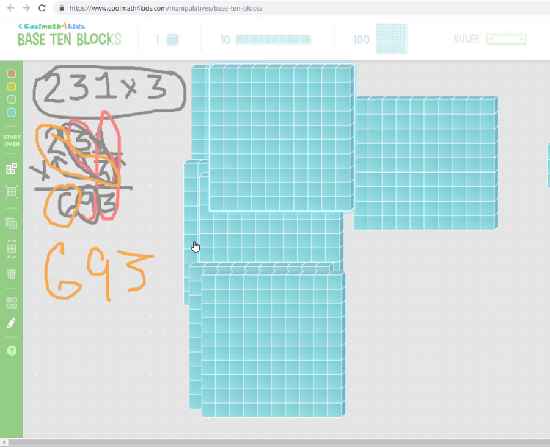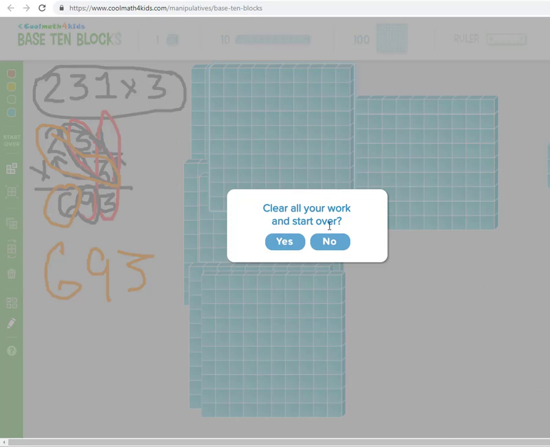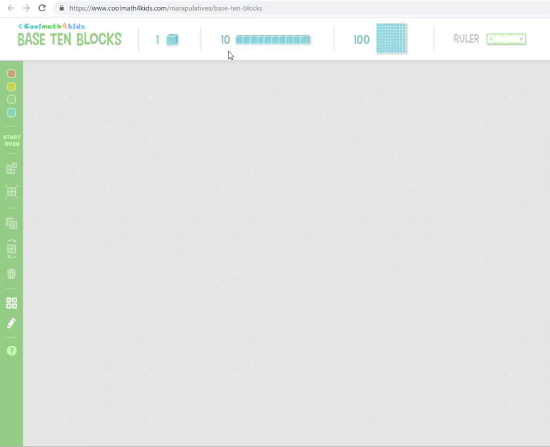Great. Now, this problem is a little simple because it doesn't have what we call carrying. So let's look at a problem where you could see some carrying, some regrouping is another way we might call it. Okay, so let's look at something a little bit bigger here.